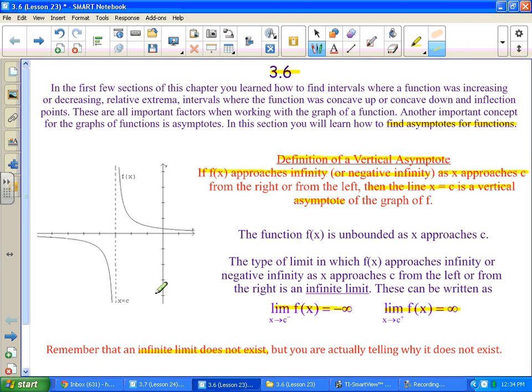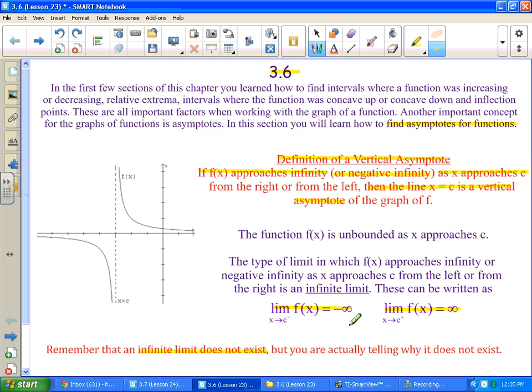So for this particular picture, as we're approaching c from the left, remember that little negative means we're approaching from the left there. And if I'm approaching from the left, you see how it goes down to negative infinity. So that's saying that this one equals negative infinity. For this particular function, as I approach c from the right-hand side, it's going up to positive infinity. So we say it equals infinity.